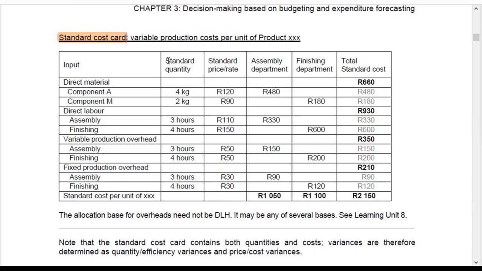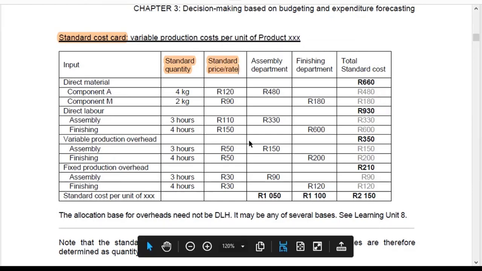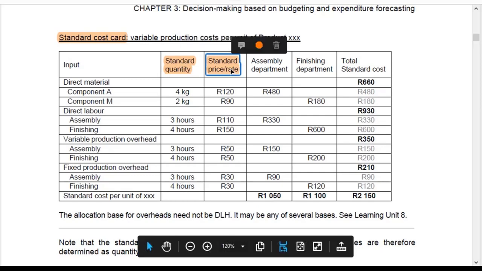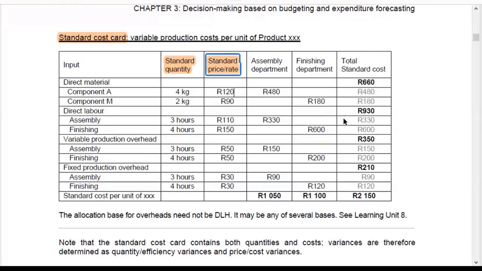You'll have your inputs and you say, what is my standard quantity? What is my standard price or rate? Then what is the cost, right? So there's different things. Standard quantity is what they wrote there. It's 4 kgs for component A, and the rate is 120. The cost for assembly is when you multiply 4 kg by the 120, it's 480. But just be aware that we've got standard cost, we've got standard rates. This is what we will use when you are doing your variance analysis. So there's always a standard cost card that splits your quantity, your price, and your cost.